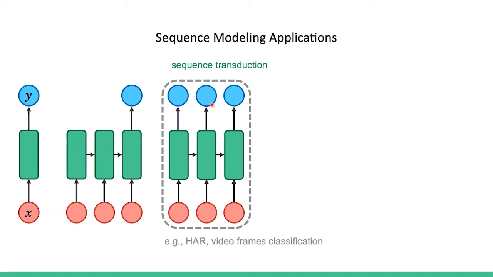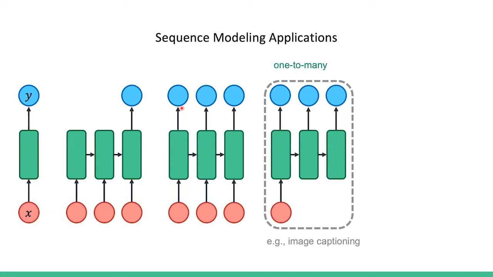So for every time step of the input, we have one output, okay? Like, for example, video frame classification, human activity recognition, where for every time step, we want to know in every instant what the human is doing. And then we have other examples like one-to-many, like the case of image captioning, where you have an atomic input and a sequential output, like a description of the image that is given as input.